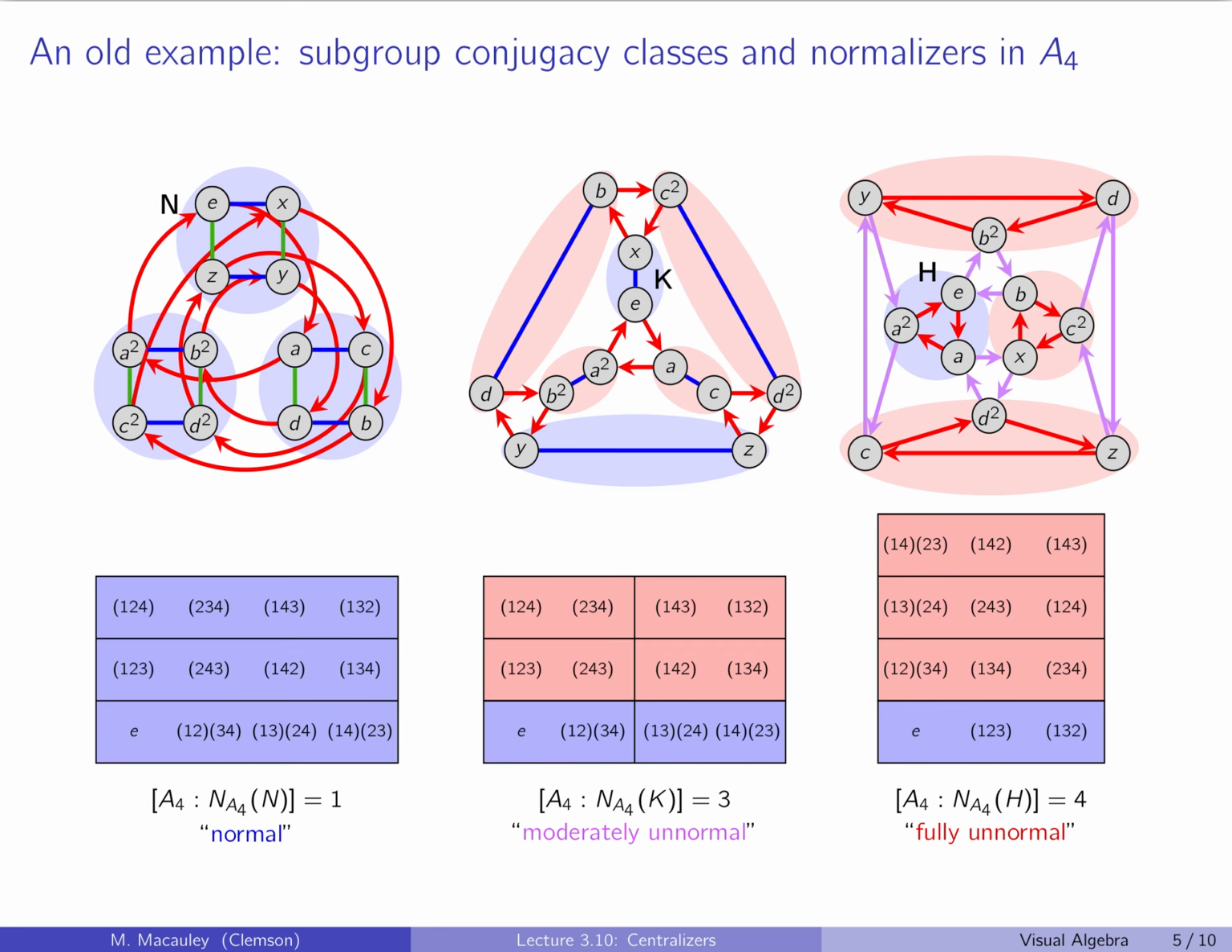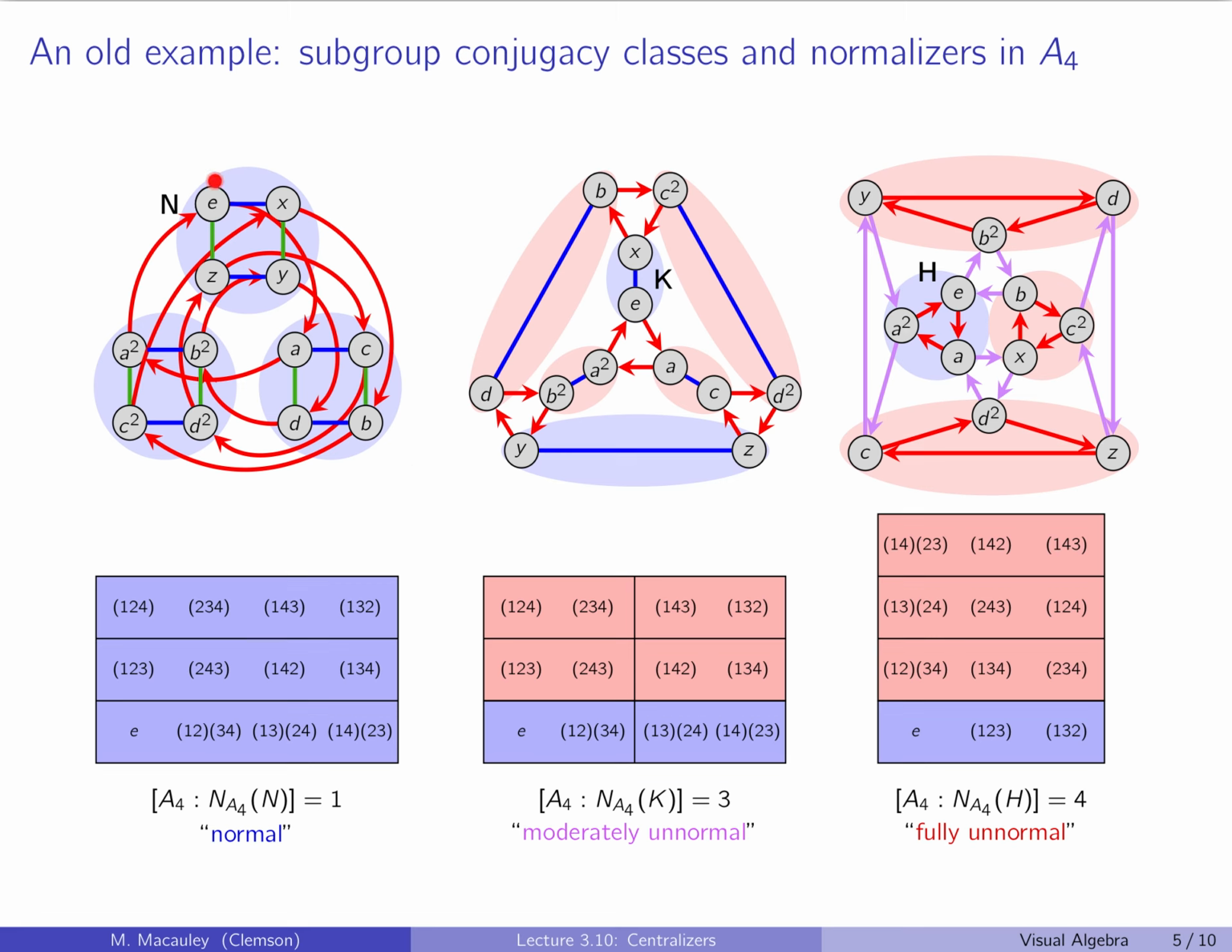This is a slide that I introduced and went over in detail in lecture 3.5. So I will summarize it, but in less detail here. I encourage you to watch that video if you have not already. So what we have here is the group A4 and 3 different Cayley graphs highlighting cosets of different subgroups.